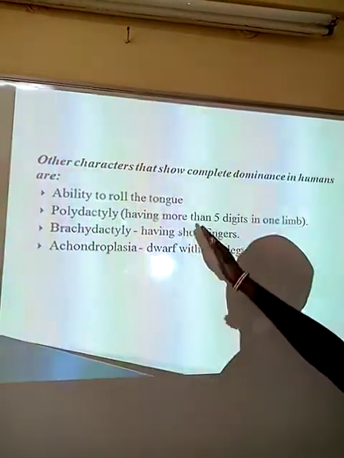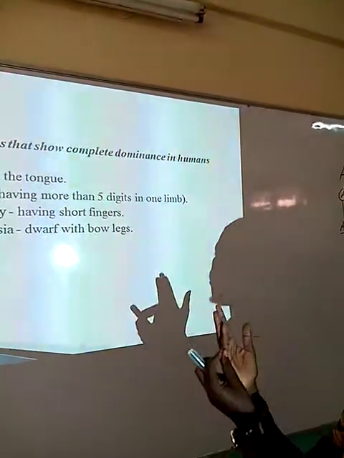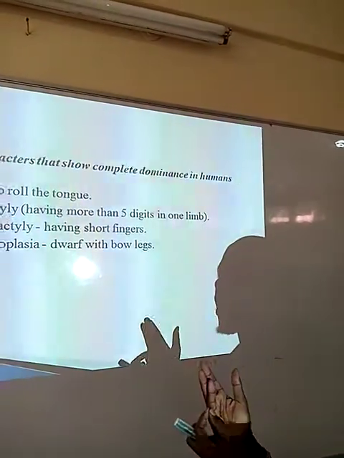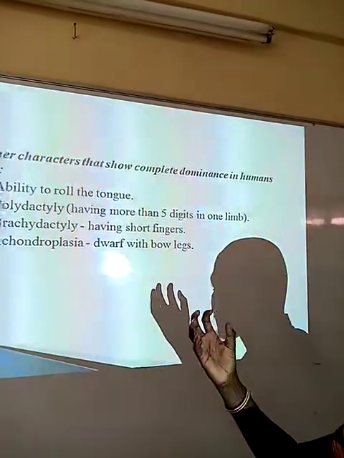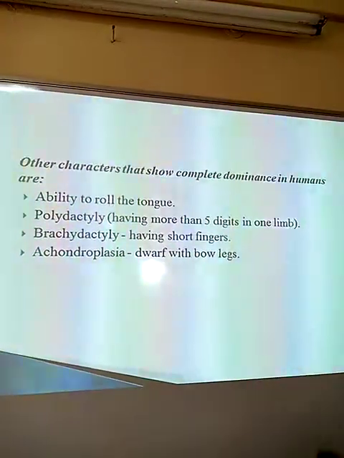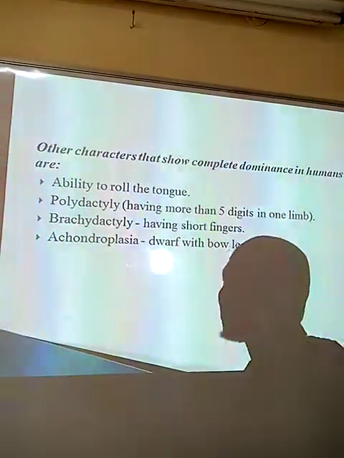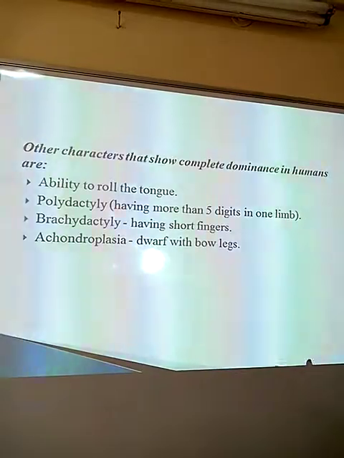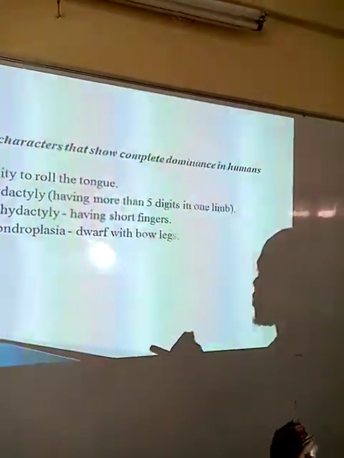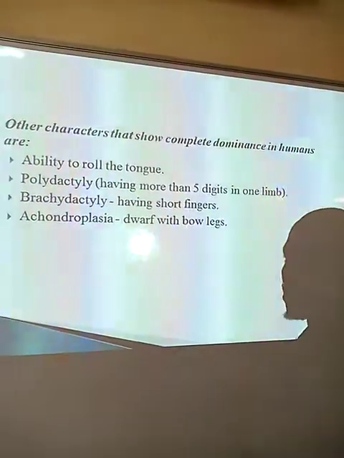Polydactyly, having more than 5 digits in one limb. That is, you may find somebody having an additional digit there. So you either have the 5, which is dominant, or you have the 6th one, which makes you not dominant. Then we have what you call brachydactyly, having short fingers. There are individuals who have normal fingers and ones who have short fingers. So the normal fingers are dominant over the short fingers.